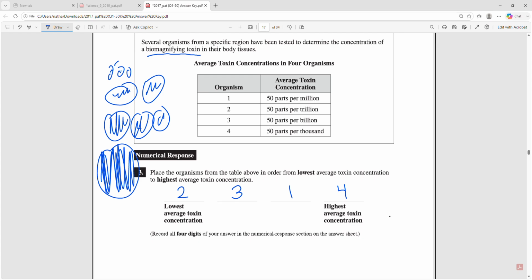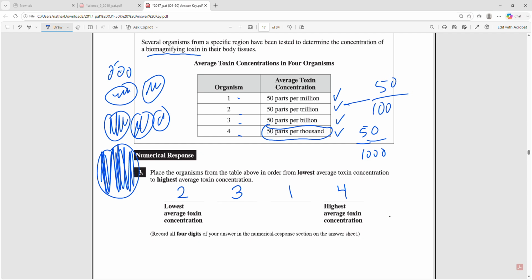So we have organism 1, 2, 3, and 4, and these different amounts. They all say 50, but notice they're out of a different amount. So they said 50 parts per million, per trillion, per billion, and per thousand. So if I have 50 parts per thousand, that's quite a lot. 50 out of every 1,000, right? As opposed to 50 parts per trillion, that's 50 over 1.